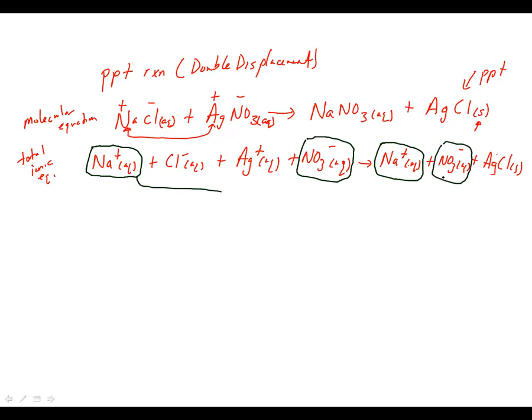So our sodium will cancel, again, because they're the same on opposite sides of the arrow. Our nitrate will cancel, kind of like an equal sign in math. If you've got X on one side and X on the other, they will cancel each other out if you move to the same side.